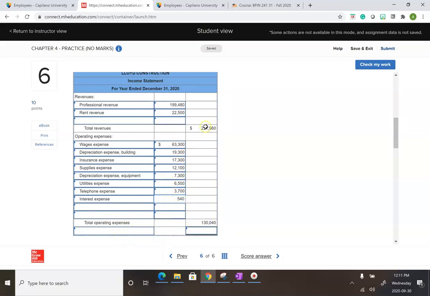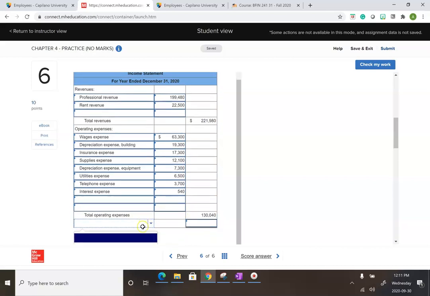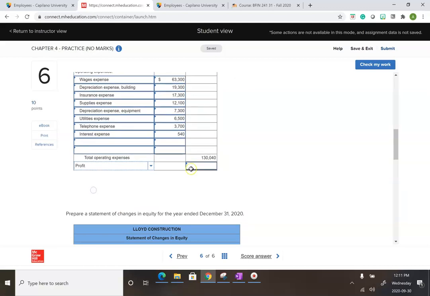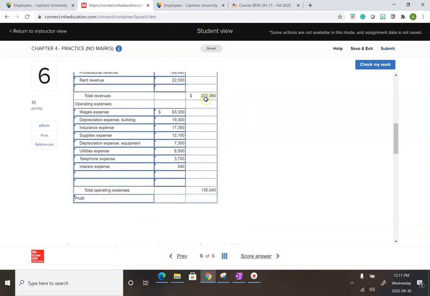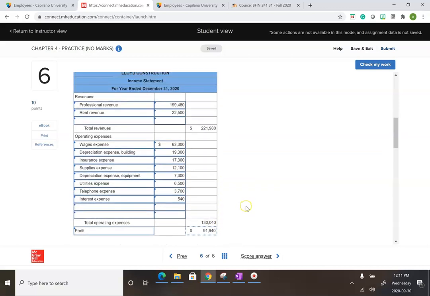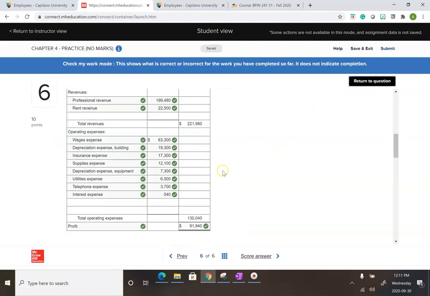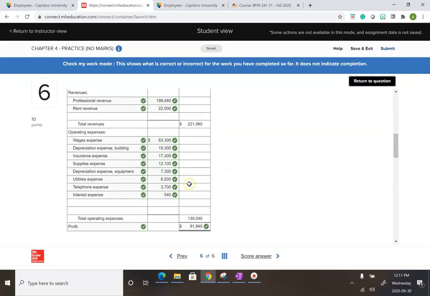And now I have revenues higher than operating expenses. When that happens, it's called profit. And I'll take the difference. So take 221,980 minus 130,040. That gives me 91,940. If you had operating expenses higher than revenues, then you would call that a loss. And let's just check my work just to make sure it's okay. All right, so the income statement is complete.